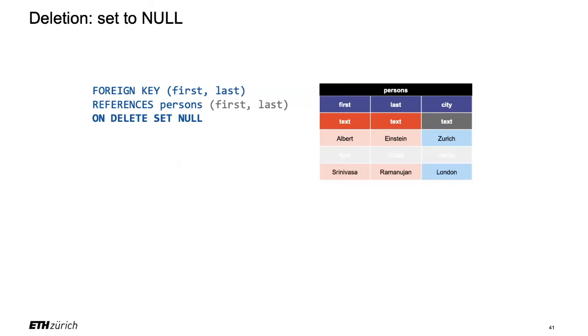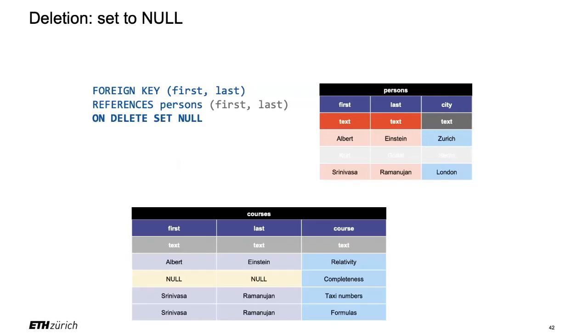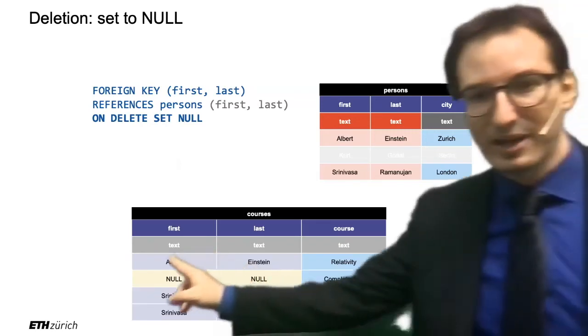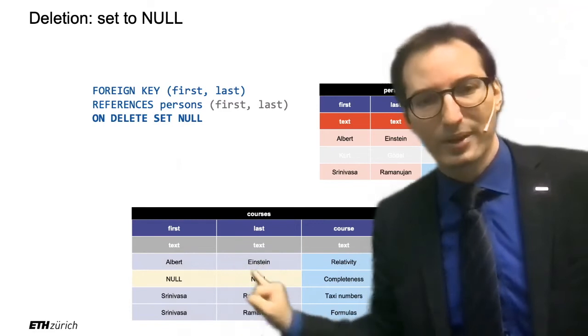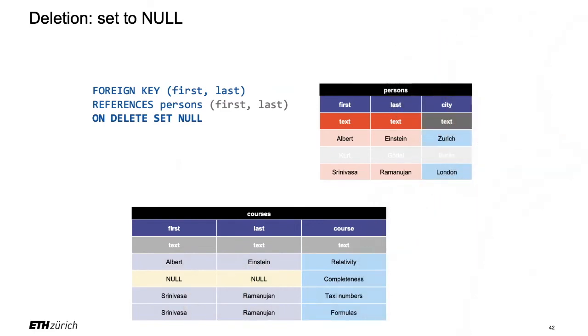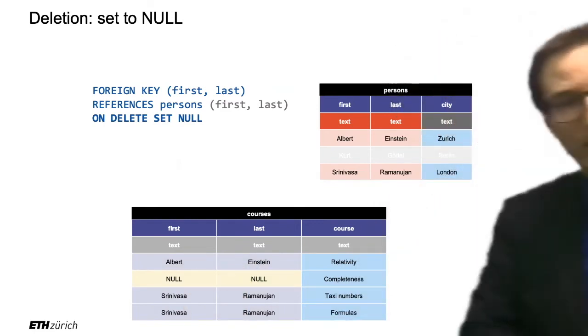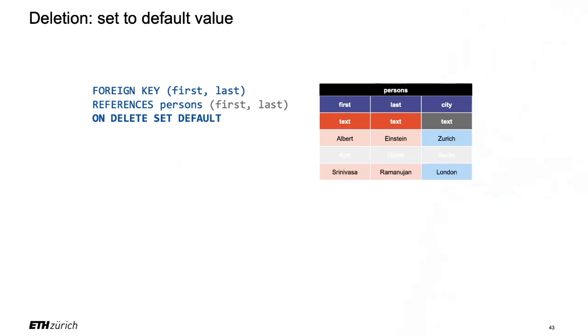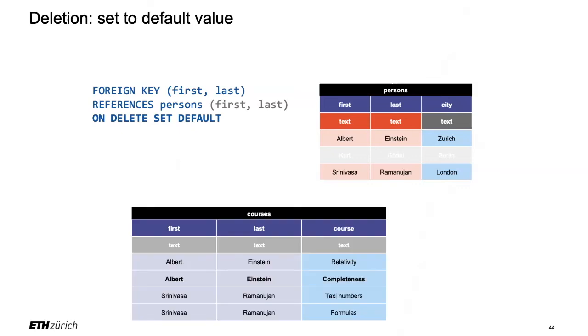A third strategy, you have the choice, right? The third thing is set it to null. So if that person is removed, then you just replace the foreign reference, the foreign key, with null, and null, which we saw is fine. Okay, that's the fourth strategy. And finally, the fourth strategy is to set to the default value. So for example, if the default value for first and last is Albert Einstein, then you just populate and replace with Albert Einstein, right? The default value.